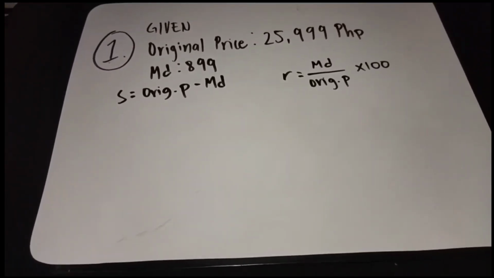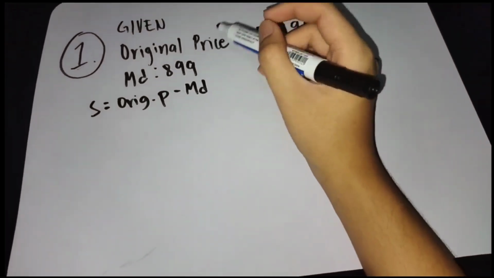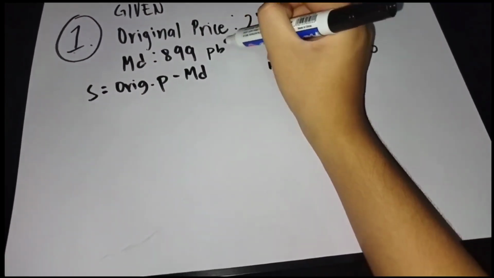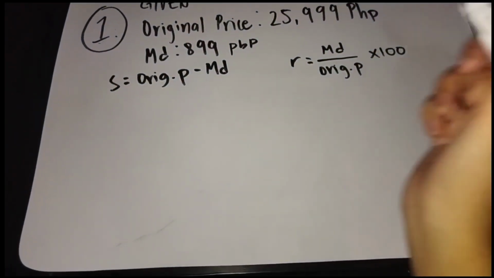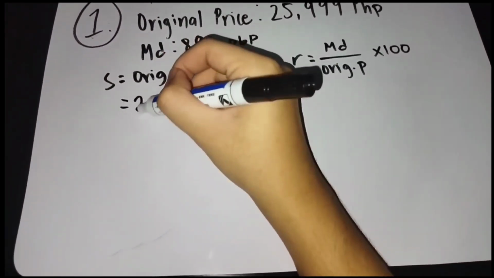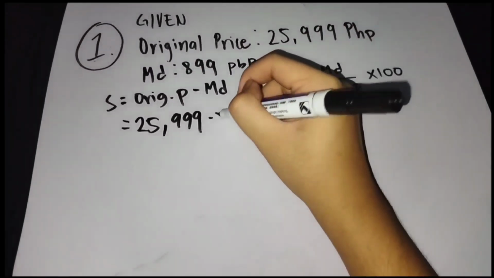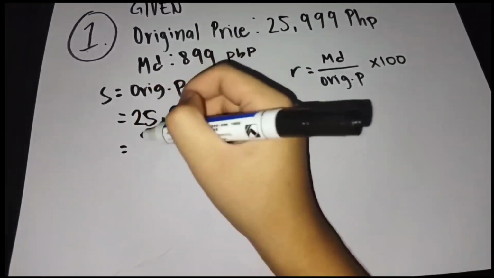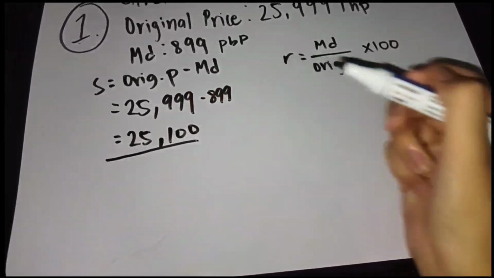Oh, finished? Let's go ahead and check it then. So, to now check our first number, our given was the original price of 25,999 pesos at yung markdown natin 899 pesos. So, ang una natin hahanapin is yung selling price na original price minus MD. So, that would be 25,999 minus 899. At ang sagot natin ay 25,100. So, ito yung new selling price natin.